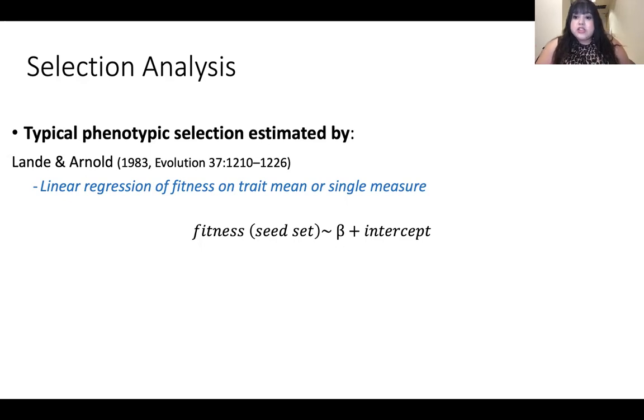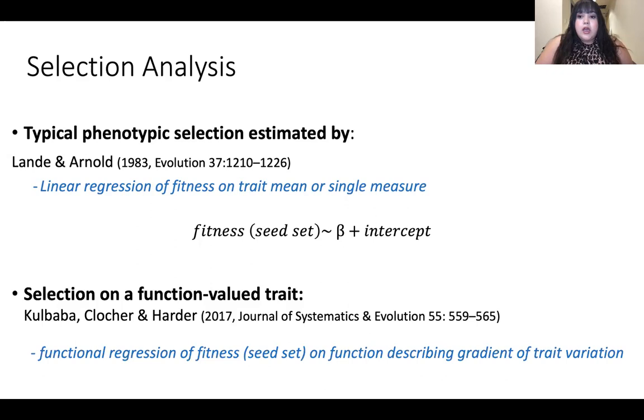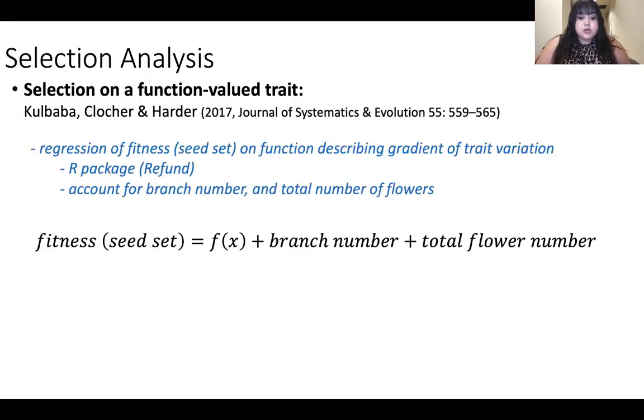However, to account for function value traits, you really can't use this approach because function value traits are not linear. You actually do need to use a functional regression, and to use this, we use the selection on a functional value trait equation. This is a more appropriate method to measure selection on the gradients of a trait. So here the functional regression will actually describe the gradient of trait variation, and it will use predictors as means instead of being limited, while still accounting for branch number as well as the total number of flowers.